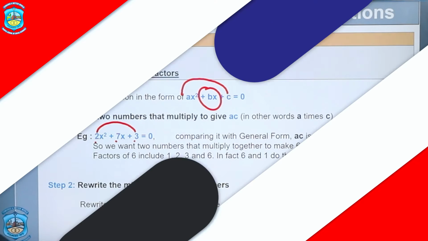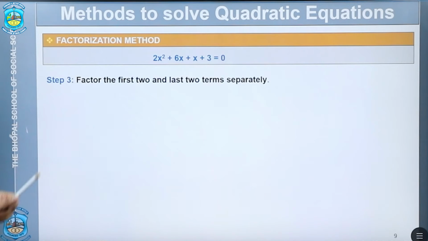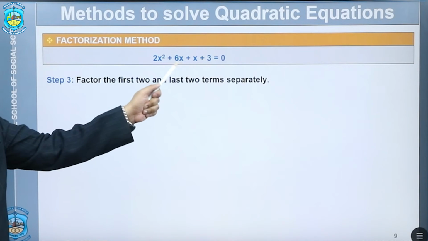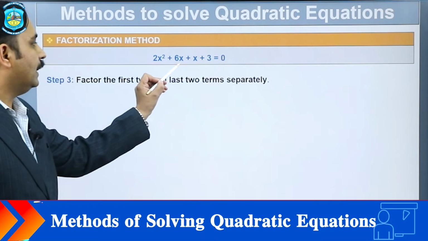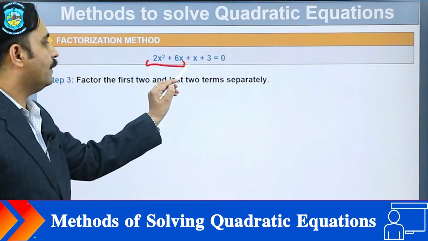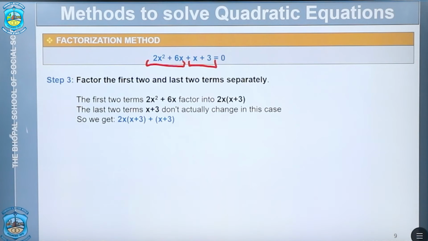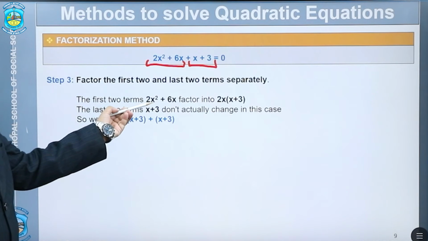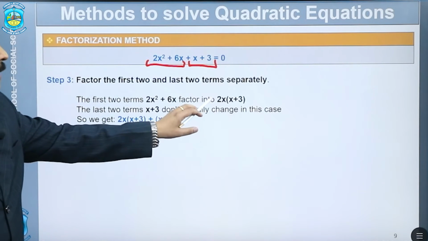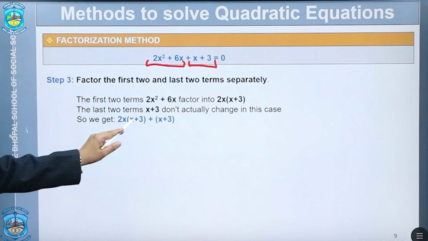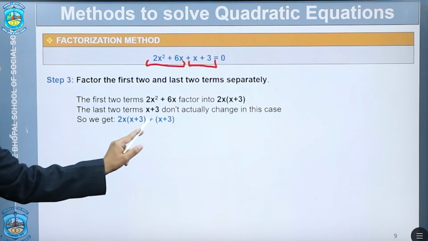Okay. Now the third step. Factor the first two and the last two terms separately. That means we will take a pair of first two terms and a pair of last two terms and try to find out the common factors among them. So here, from the first two terms, I'll take 2x as common, so I'm left with x plus 3. I can take 1 as common, I'm again left with x plus 3.